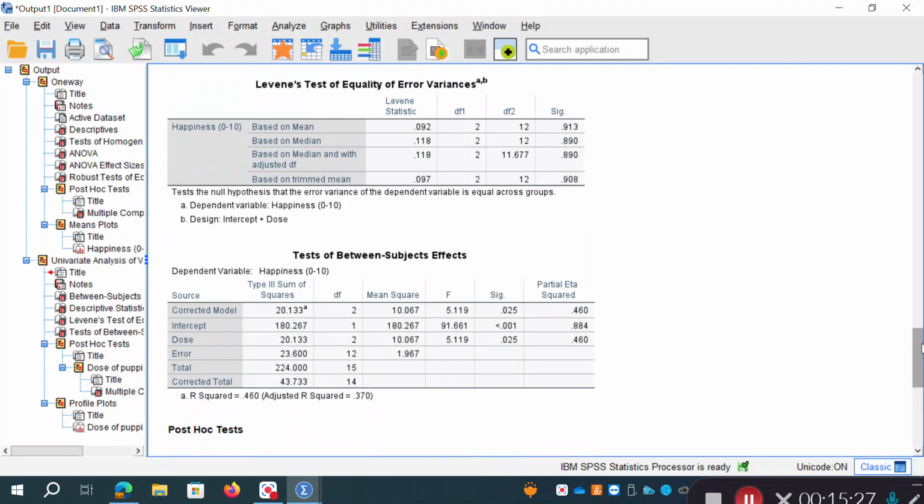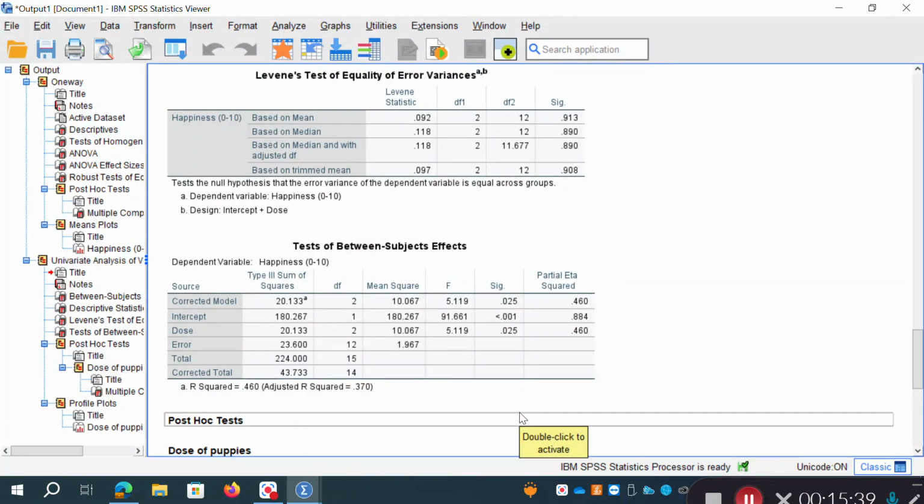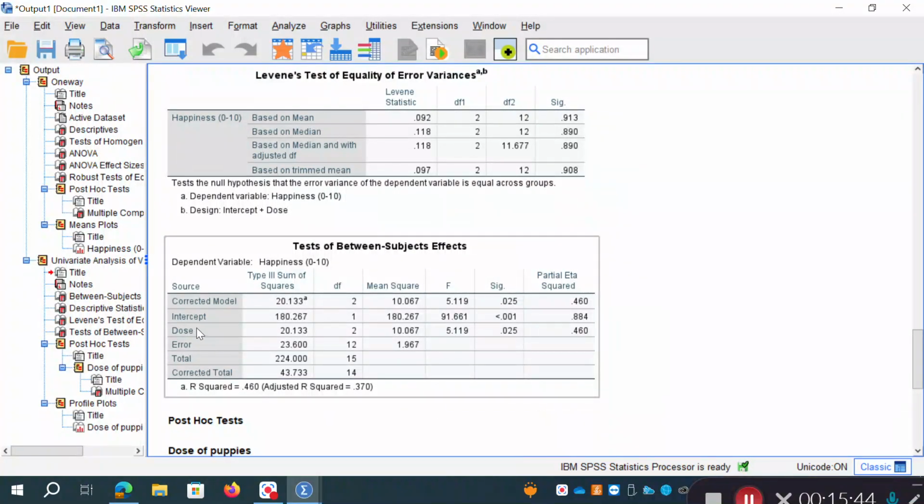The result of our ANOVA test on this occasion is in the tests of between-subjects effects table, because we're using a between-subjects independent groups design. A couple of things to note here. To find the actual ANOVA results, we look at the independent variable label in this row, dose, and that gives us our associated F value of 5.119 and our significance of 0.025. So again, we've got a significant ANOVA model.